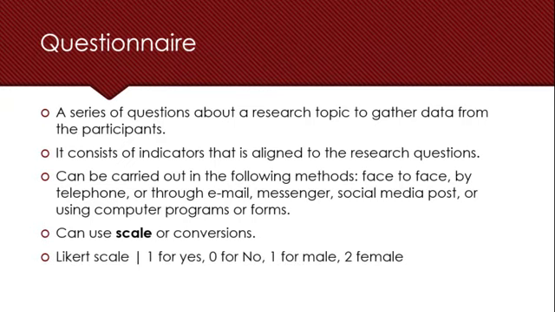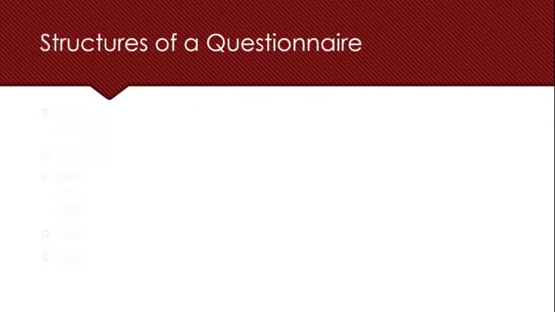Next, you can use a scale or conversions. So, for example, you can use a Likert scale, or maybe for things that are categorical, but then you need numbers for it, because again, we have to quantify things. So, for example, you assign 1 for yes or 0 for no, or maybe 1 for male or 2 for female, etc.